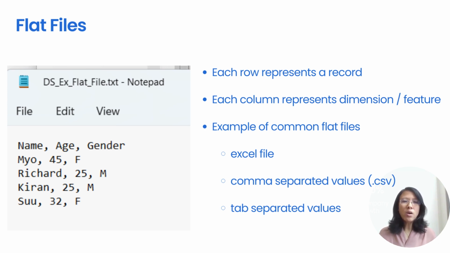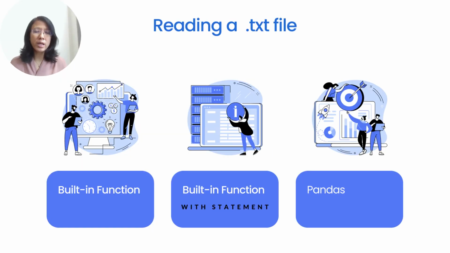Now let's start with the .txt file, which I show here. How do we read .txt files? We can use the Python built-in function open, and we can also use the Pandas library. I will start with reading using the built-in function.